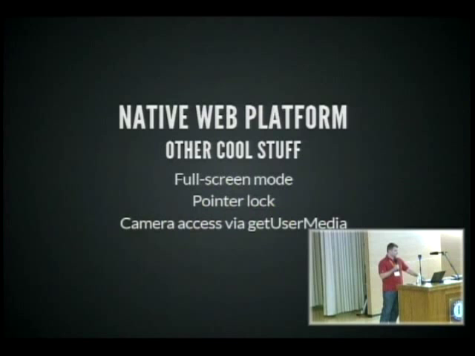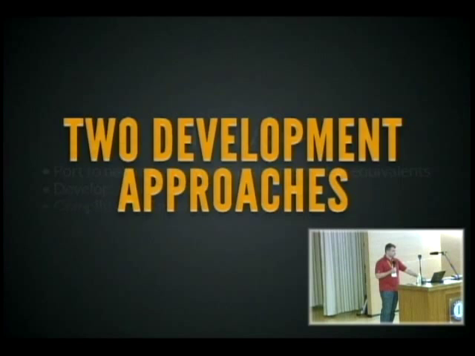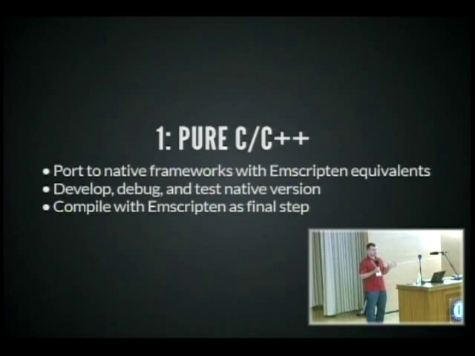So at the beginning of the talk, I said that native development is really a tool that you can use alongside regular JS development. And so there are really two development approaches. The first one is pure C and C++. You take an existing full C and C++ application, and you port it to use the same native libraries that Emscripten supports. So that's things like SDL, OpenAL, all of those things.